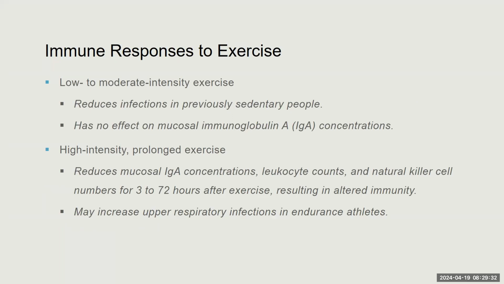The immune responses to exercise. So if you do low to moderate intensity exercise, you're going to have reduced infections in previously sedentary people, and that's going to have no effect on mucosal IgA concentrations. However, with high intensity and prolonged exercise, you will actually decrease mucosal IgA concentrations, leukocyte counts, and natural killer cells for 3 to 72 hours after exercise. So you actually will have decreased immunity in these prolonged, high intensity endurance runs. And so there can be an increase in upper respiratory infections in endurance athletes because of this.